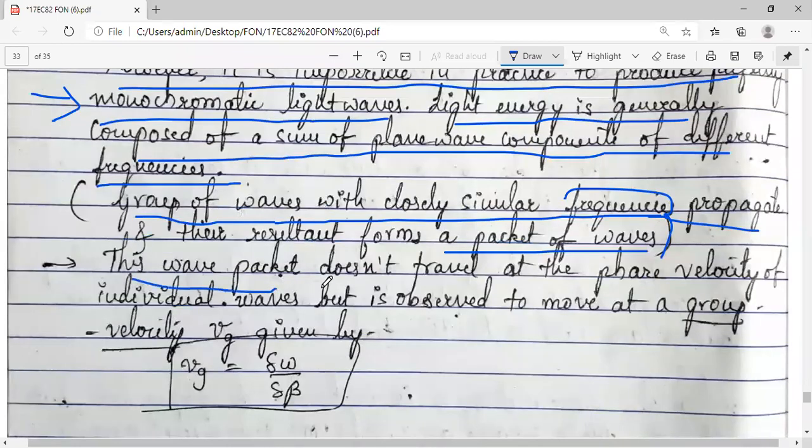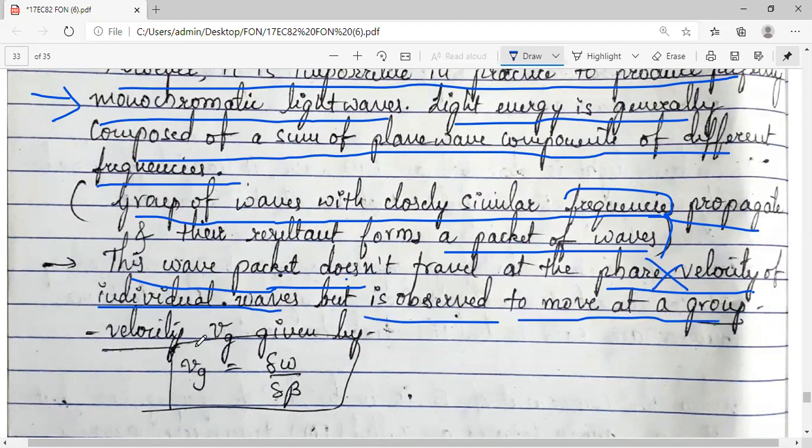So whenever this wave packet travels inside the optical fiber, in that case we cannot consider phase velocity, because it will be a combination of different frequencies. Since a group of waves is traveling, each wave will have its own phase velocity separately, and it can't happen that each one travels with its own velocity. It is not possible. So instead of individual waves traveling with the phase velocity, it is observed that they will move at a group velocity.